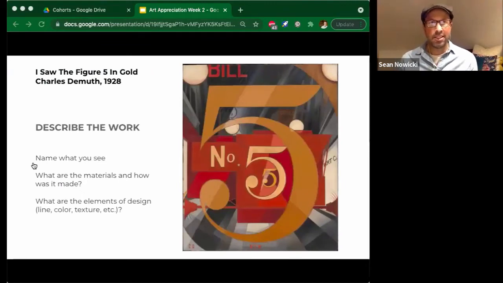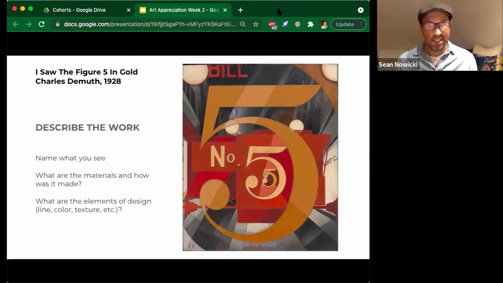So we're going to focus on this painting. It's in the New York Museum of Modern Art, and it's called I Saw the Figure 5 in Gold, and it's by Charles Demuth from 1928. So if we're using this Feldman's criticism theory, first we would describe the work, and there are a number of things that you do when you describe the work. You name what you see, and that is really as plain as it can be. You just start naming things. I see this, this, this, this. And then you talk about the materials. This is a painting, so it's made of paint. It's on a canvas. And then you start to discuss the design elements. All of this you should have already covered in the course, talking about line and color and texture.